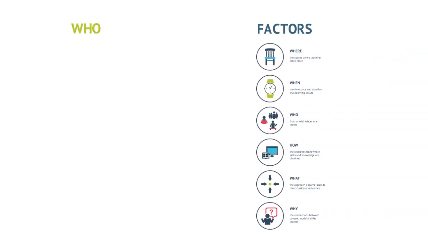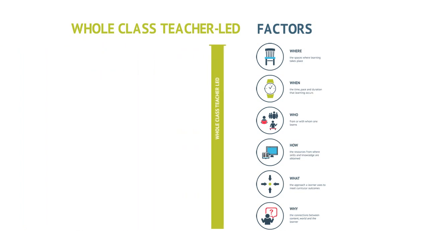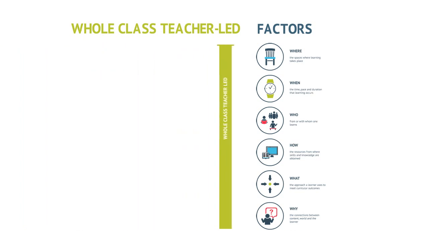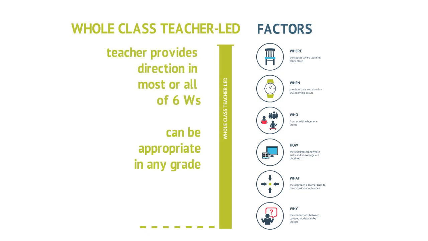Let's take a look at how those factors apply to various classroom scenarios. Let's start with a whole class teacher-led context. Often the educator provides guidance or direction in most or all of the 6 W's. In an elementary classroom, particularly younger grades, instruction is direct and simple, and activities are short in duration, as most students are developing new skills for the first time.